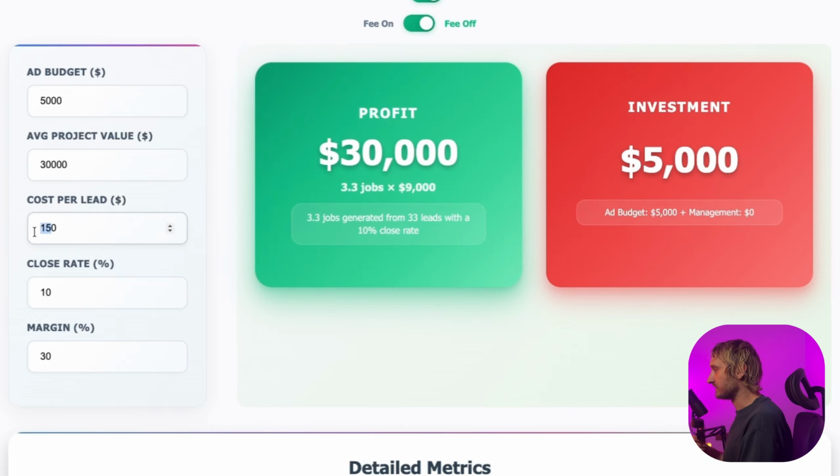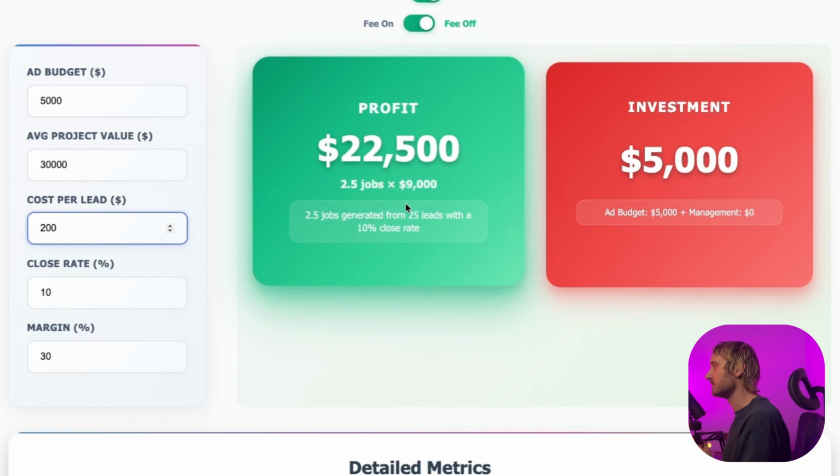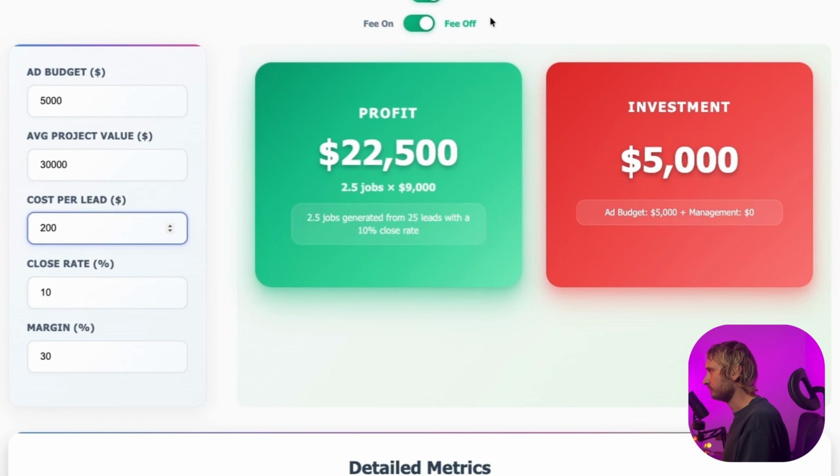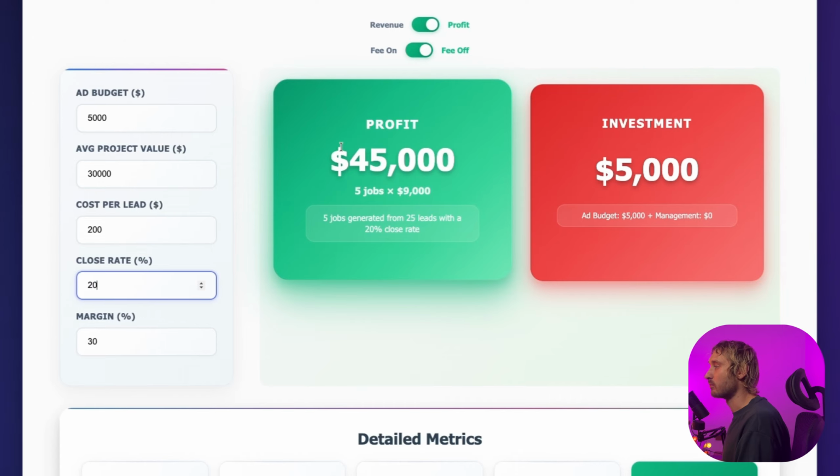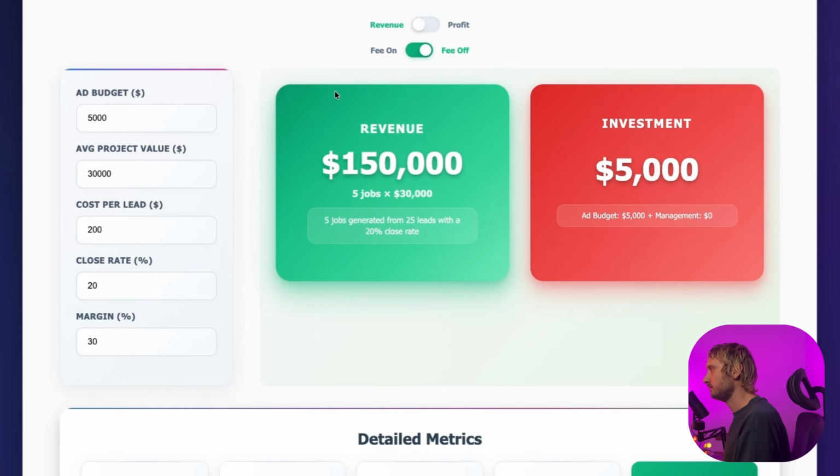If we say it's very competitive and you're paying $200 per lead, then your profit drops to $22,000. And obviously, if we adjust the close rate, say we close 2 out of 10, then our profit doubles. Cool. So this is a very easy way for you to forecast and get an idea on what kind of returns you can expect on your campaigns.